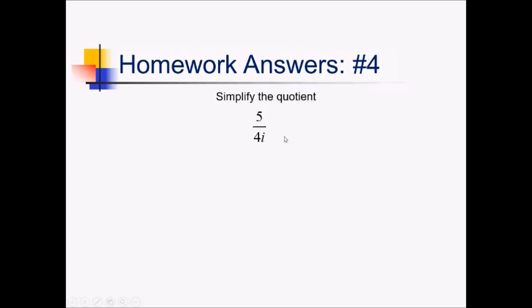To simplify this quotient, we need to get the i out of the denominator. Since there's only a single term in the denominator, we can do this by multiplying by i over itself. So that's going to be 5i over 4i squared. And since i squared is really negative 1, this is going to be negative 5i over 4.